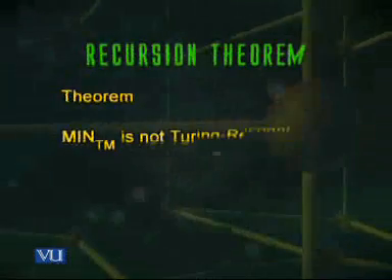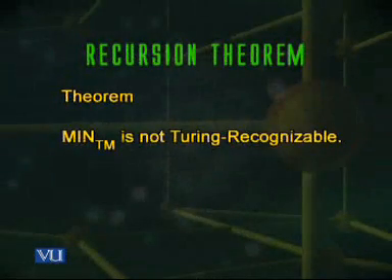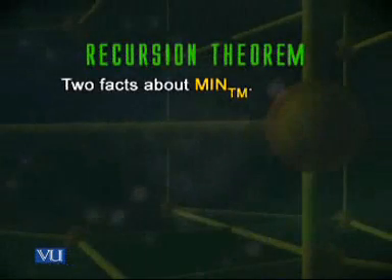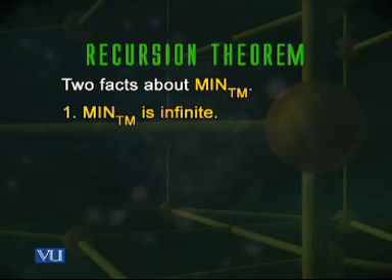Let's look at this set and say a few things about it. What we will prove is that MIN-TM is not Turing recognizable. And we will use the recursion theorem in order to do this. But before doing this, let's collect two simple facts about MIN-TM. The two facts about MIN-TM are the following. Firstly is that MIN-TM is infinite. It contains infinitely many Turing machines.